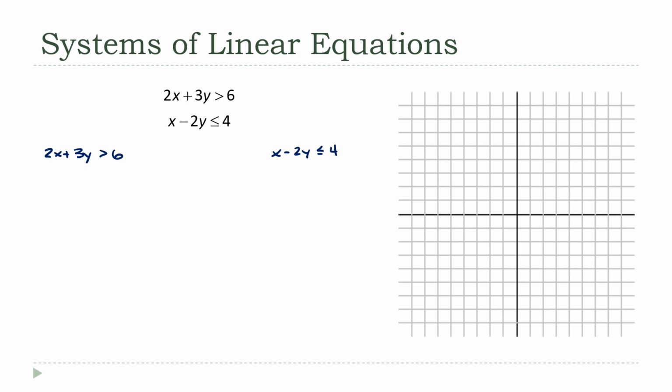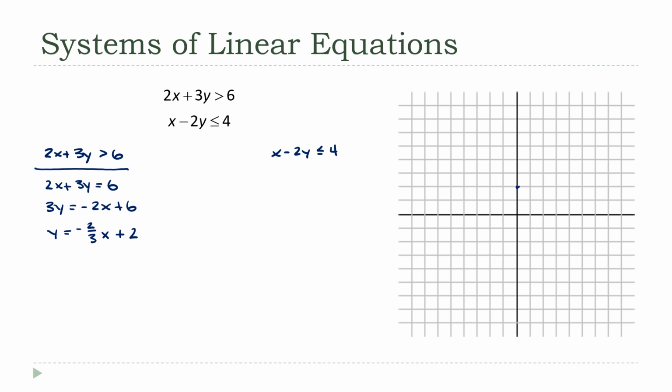Remember the process. I'm going to start by making this into an equation. 2x plus 3y equals 6. And I want to graph this because that's going to be my boundary line. All right, so what am I going to do? Let's solve this for y. 3y equals minus 2x plus 6. Then divide by 3. y equals negative 2/3 x plus 2.